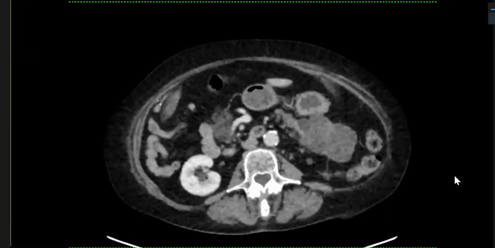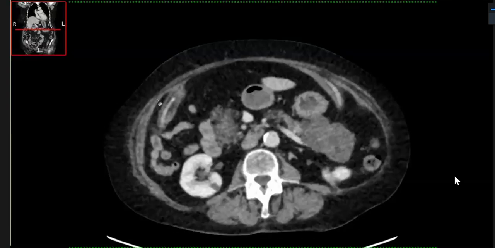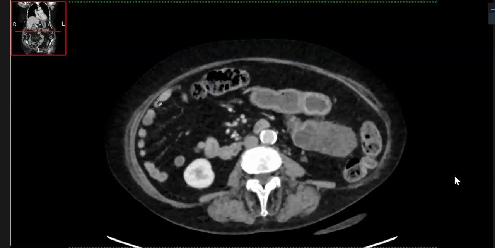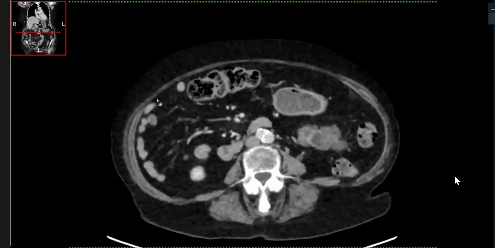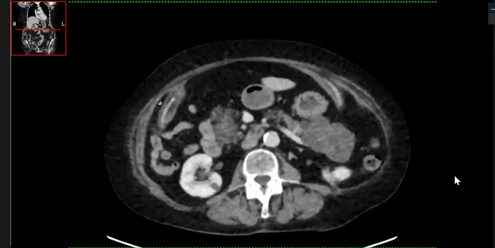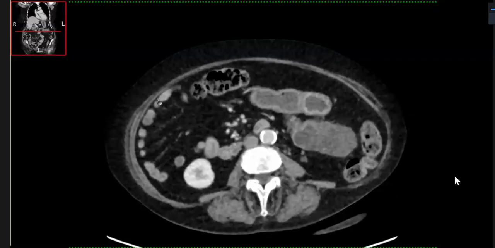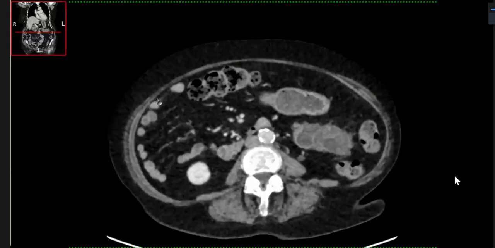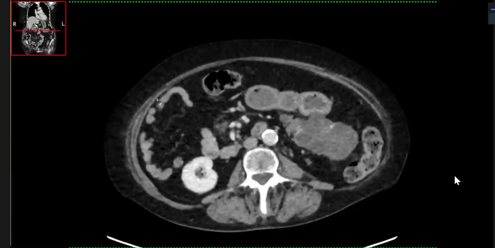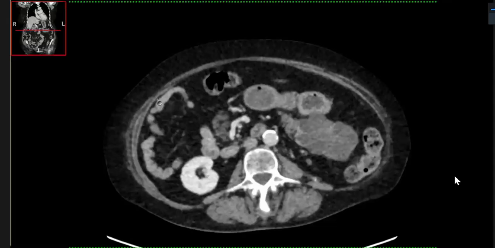So this is an elderly female. In this age group, serous cystadenoma of the pancreas is a possibility. I cannot see any calcification. Maybe there was a tiny speck of calcification. Yeah, here there is a tiny speck of calcification, which further supports my diagnosis.